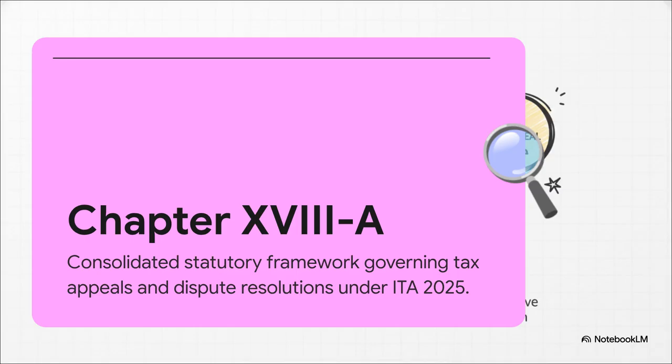Interestingly, while the section numbers themselves are entirely new, the structural architecture of the appellate remedies is pretty much intact. Think of it like a new coat of paint on a very familiar building. That sequential ladder going from the assessing officer up to the first appellate authority, then the ITAT, the High Court, and finally the Supreme Court, functions exactly the way you remember it from the 1961 Act.